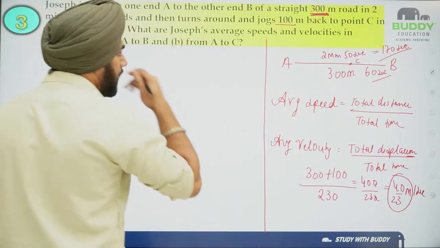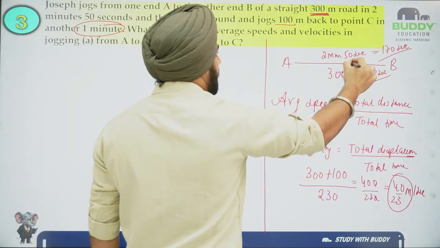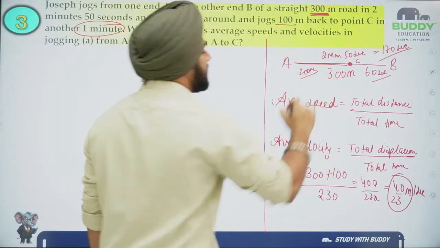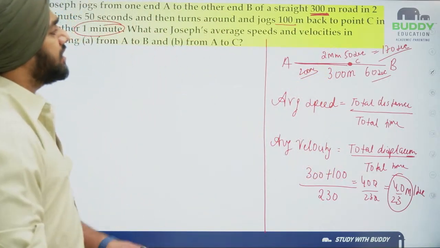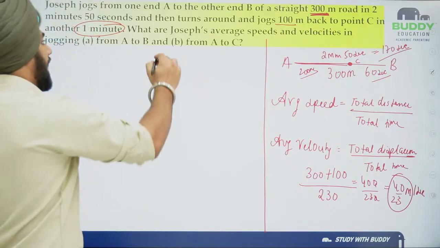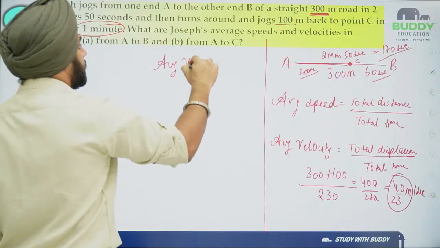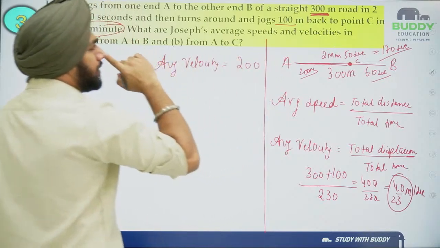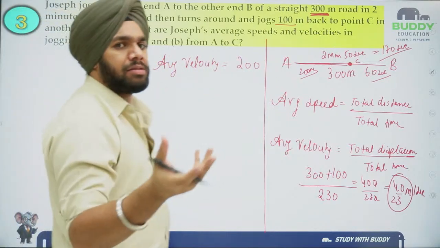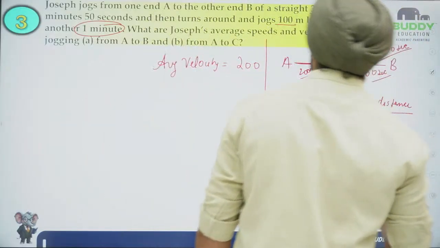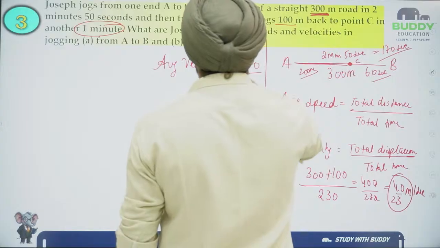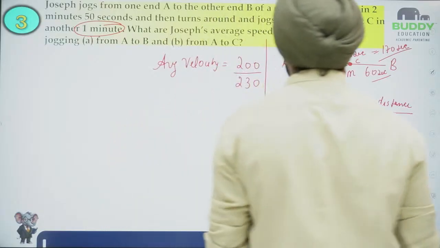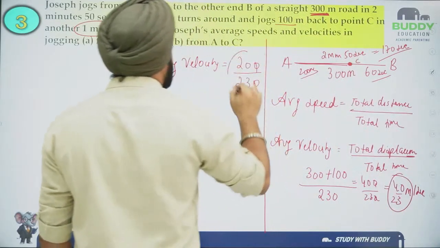Now, when it comes to velocity, listen to me very carefully. Joseph is exactly standing at point C, which is just 200 meter. So the net displacement comes out to be 200 meter, whereas the distance was 400 meter. So for average velocity, total displacement is 200. Total time, anyways, time is gonna increase, right? So time is 2 minutes 50 seconds plus 60 seconds, that is again 230 seconds. Getting my point? 170 plus 60. So average velocity is coming out to be 20 by 23.